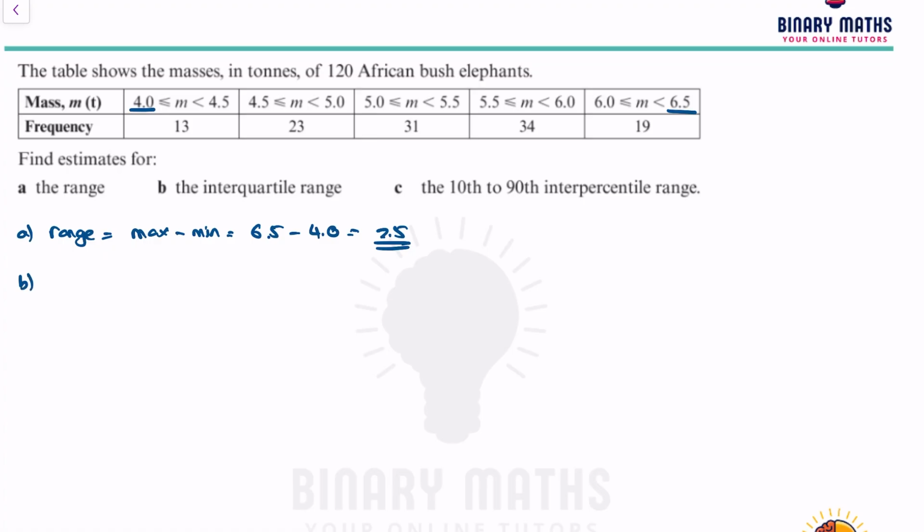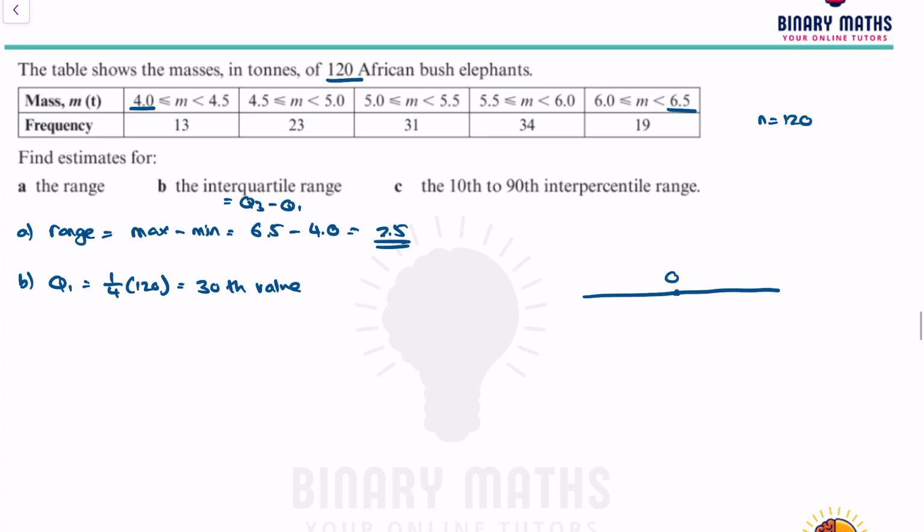B is interquartile range, so that is equal to Q3 take away Q1. So first of all, I will need to work out Q1. We know N is equal to 120, because we're told that here. So Q1 will be equal to a quarter of 120, which is 30. So it's the 30th value. 13 plus 23 is 36. 36 plus 31 is 67. And so on, we don't need any more, so we want 30.